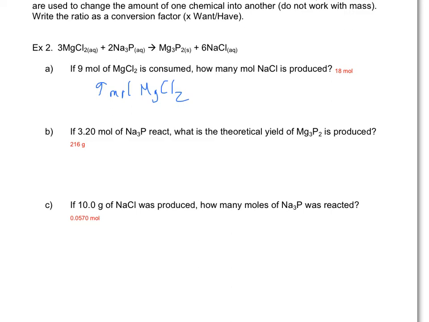Because I'm already in moles, I can go straight to converting into NaCl using a conversion factor. I want NaCl, so it goes on the top. I have MgCl2. Then I pull the coefficients out of the balanced chemical equation. If I take 9 times 6 divided by 3, I get 18 moles of NaCl.